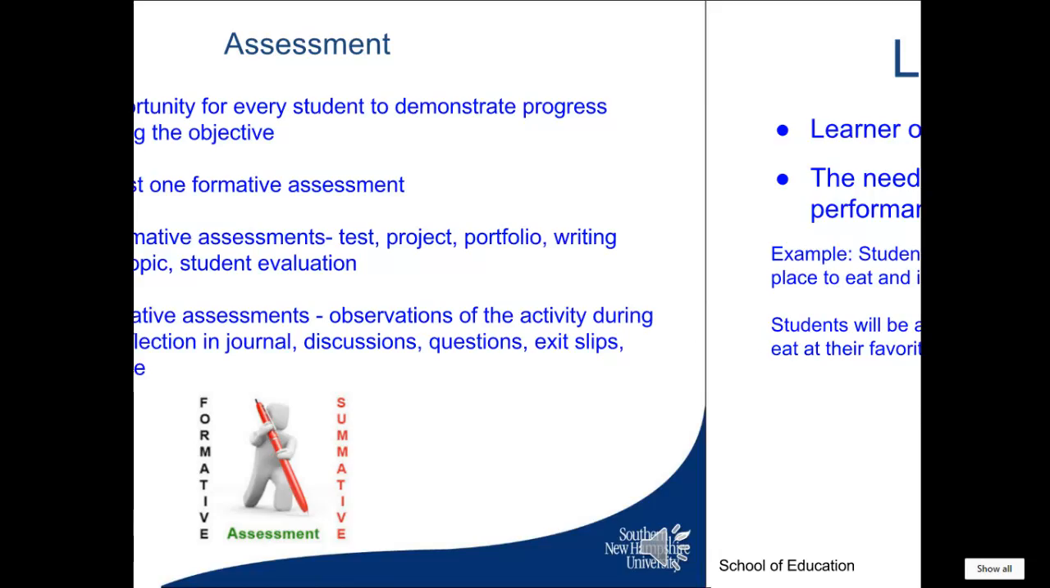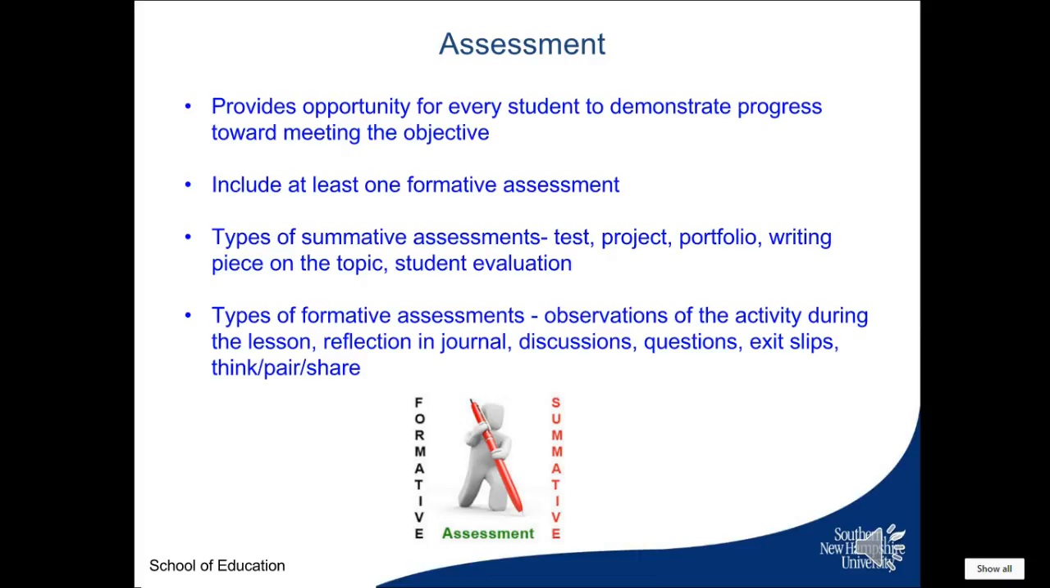Up next is the assessment piece. What evidence will be provided to display each student's progress toward learning outcomes? You only have to use a formative assessment. The 2 main assessments are summative and formative assessments. Summative assessments evaluate student learning and usually come at the end of a unit or compare against a standard or benchmark. Summative assessments could include a test, project, portfolio, a writing piece on the topic, or student evaluation.